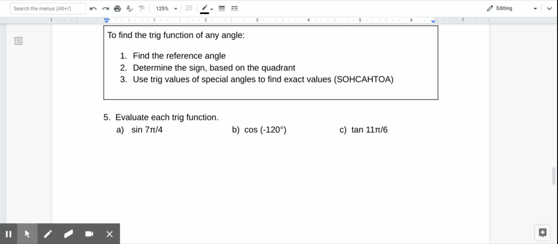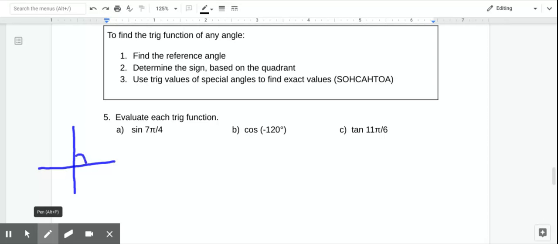So the steps for doing this: we draw it, we find a reference angle, and we figure out what the sign is going to be, that All Students Take Classes acronym. Then we use our special right triangles, either a 45, 45, 90 or a 30, 60, 90 triangle, and SOHCAHTOA to figure out the value. So it's lots of these little things that we've already discussed. First thing we're going to do is graph it. Put it in the coordinate plane.